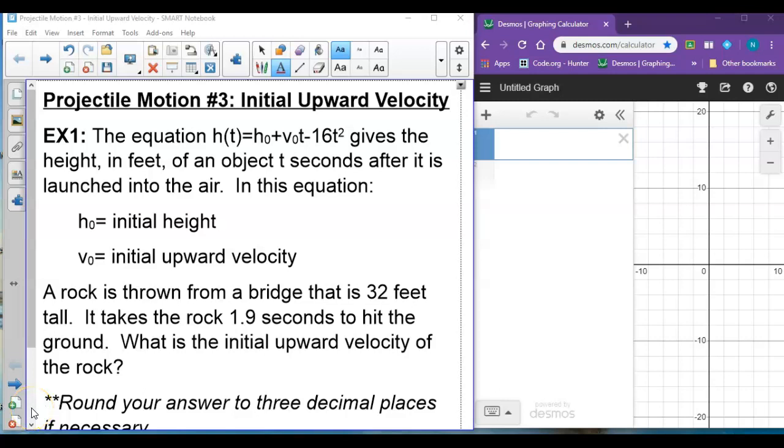This will be our last section of projectile motion, and this sort of ties everything together where we can use our equations to find a lot of different things. So we're still using the same equation, h of t equals h sub 0 plus v sub 0 t minus 16t squared. It gives the height in feet of an object t seconds after it is launched into the air. In this equation, h sub 0 is your initial height, and v sub 0 is your initial velocity. So we've seen that over and over again.